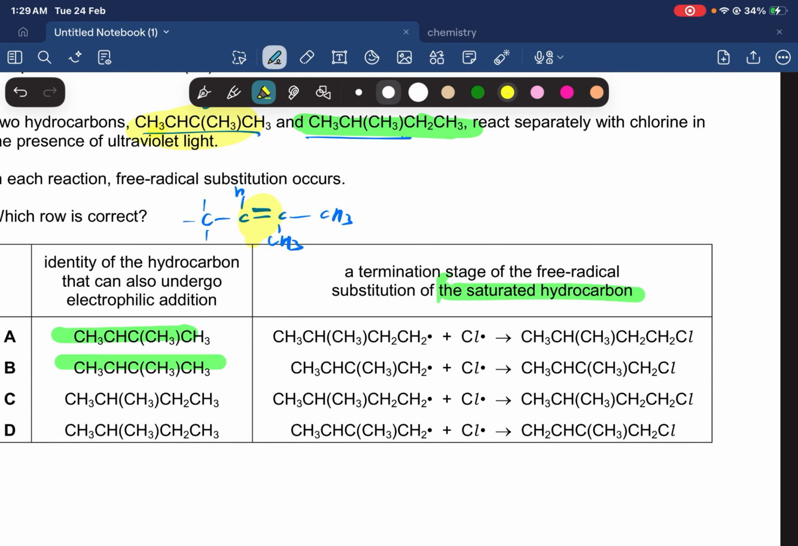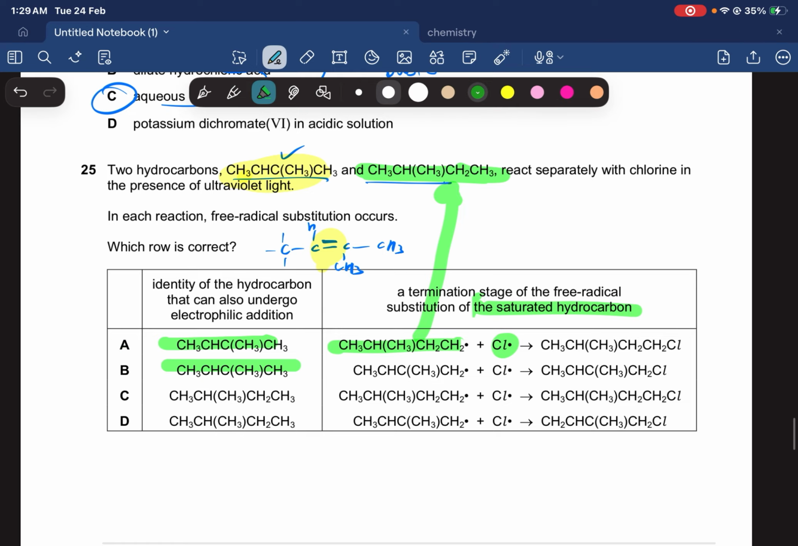Free radicals are going to react, and this one's the saturated one, right? This one matches this. Have to be careful. And then this free radical. So we're going to go with option number E over here. I hope you understood what the procedure was.